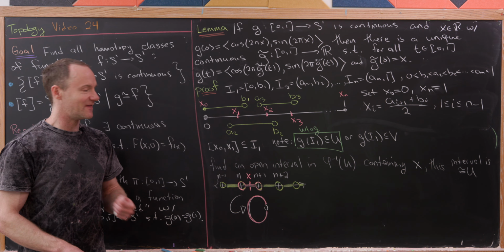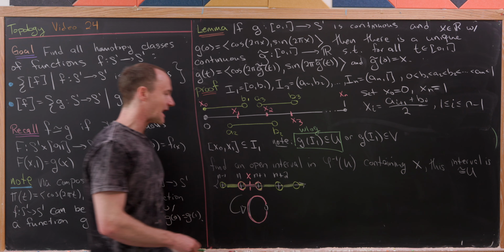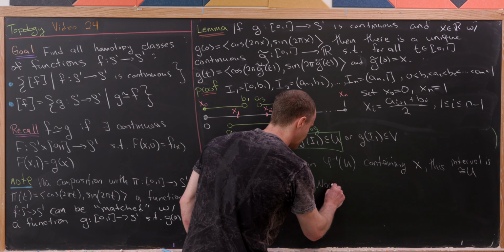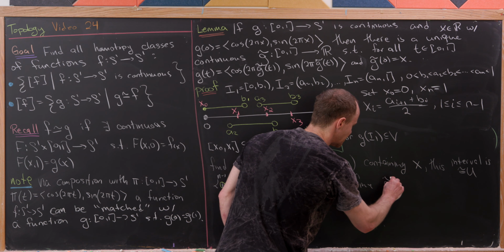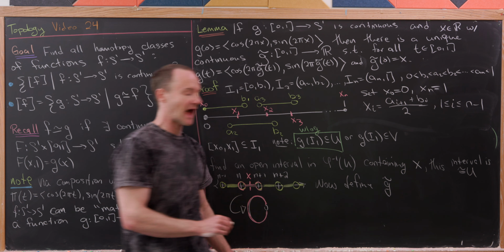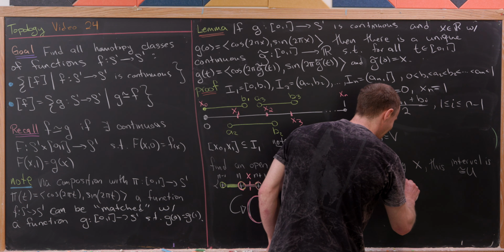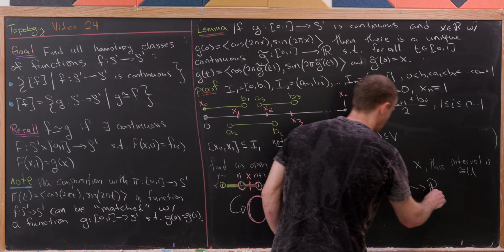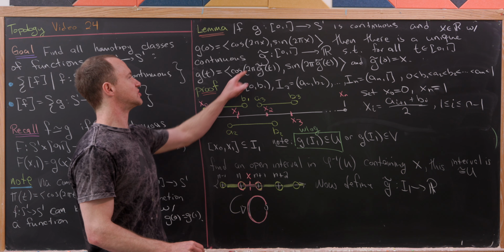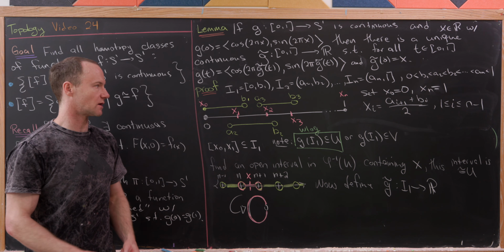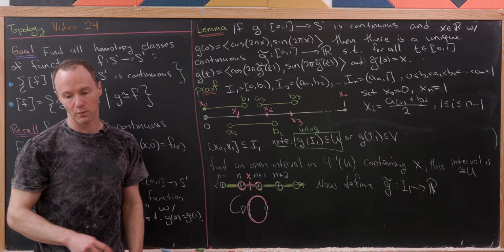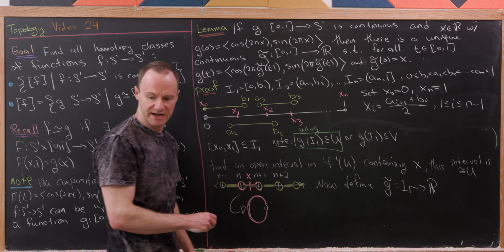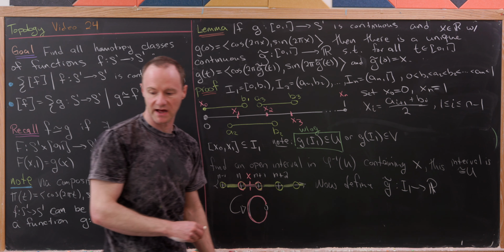Okay, so we've got that set up. Now we're ready to define the following. Let's define G tilde as a function from I1 to R. Notice that in the end, we want G tilde to go from [0, 1] to R. We can't quite do that yet, but we can go from I1 to R. And it's going to be defined like this.